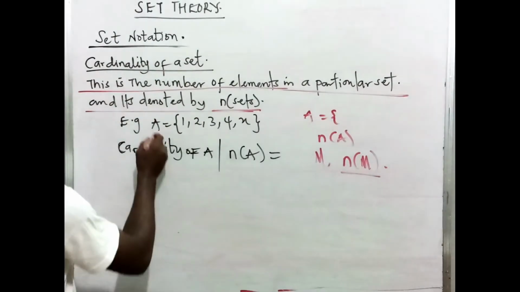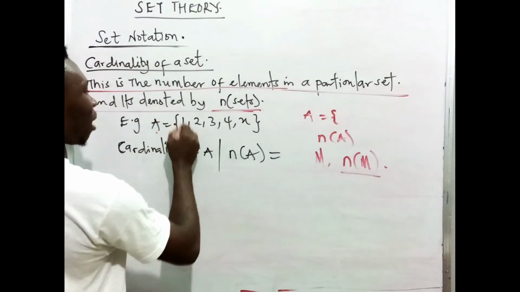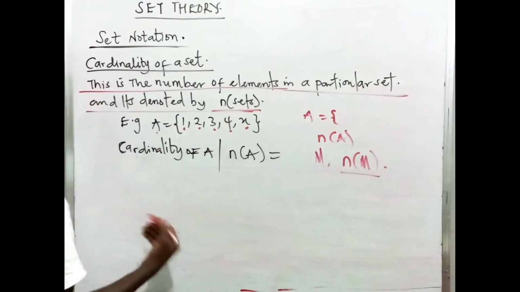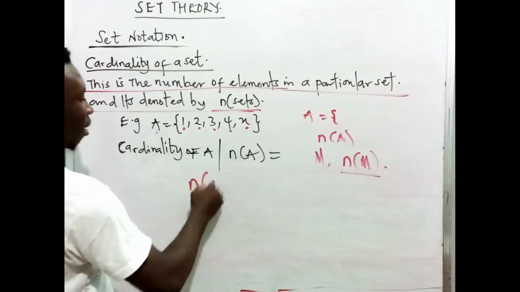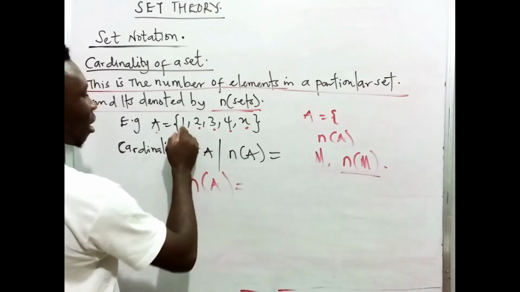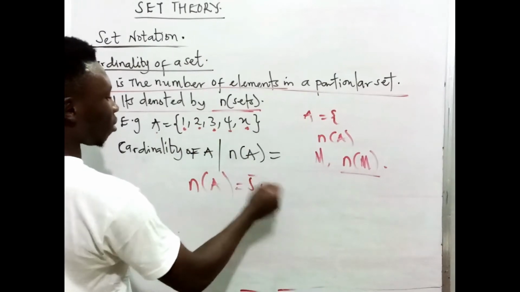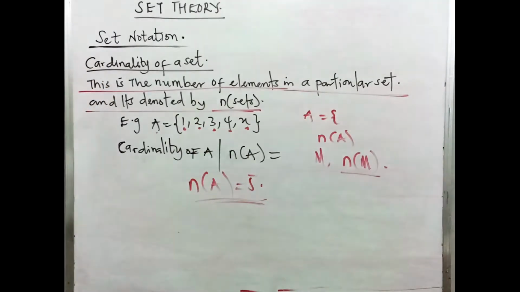So here you have A is equal to 1, 2, 3, 4, x. We are asked to find the cardinality, that is, n(A). What is the total count? 1, 2, 3, 4, 5. So the cardinality of the set here is equal to 5. So it is 5, and you have it clearly there as our final answer.